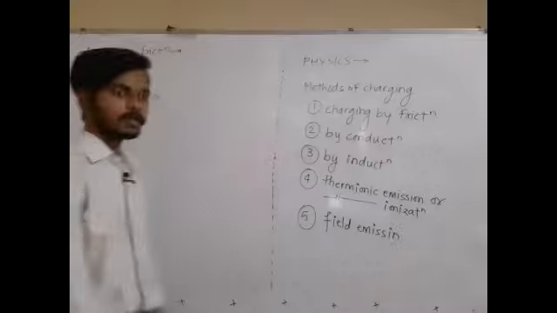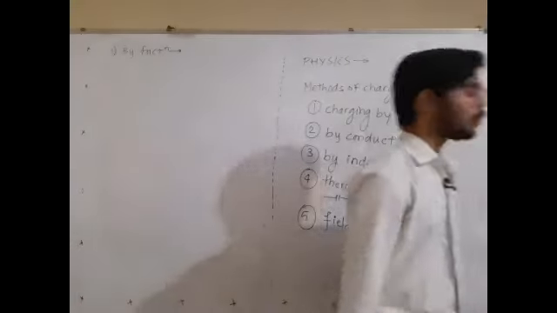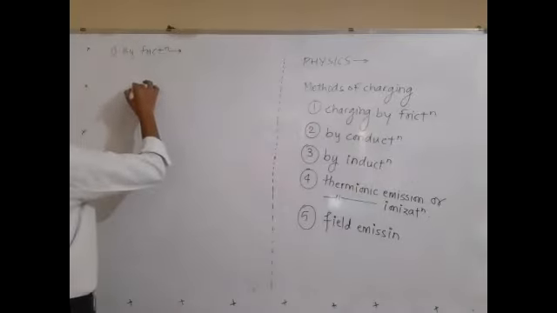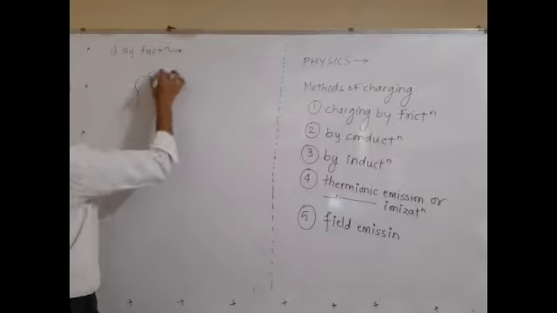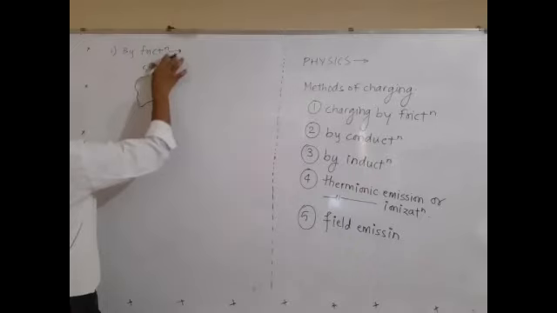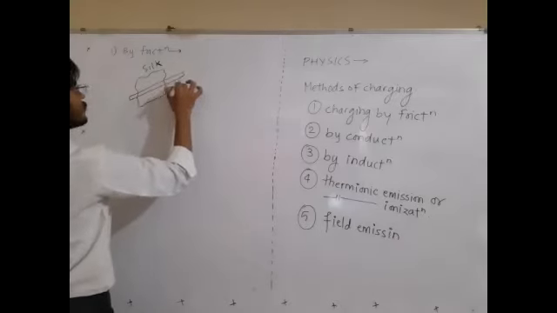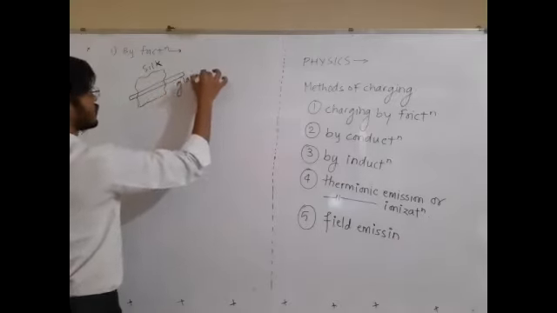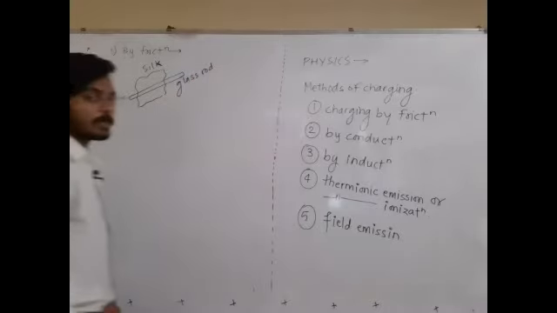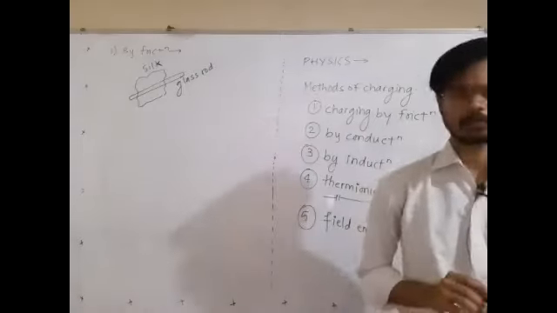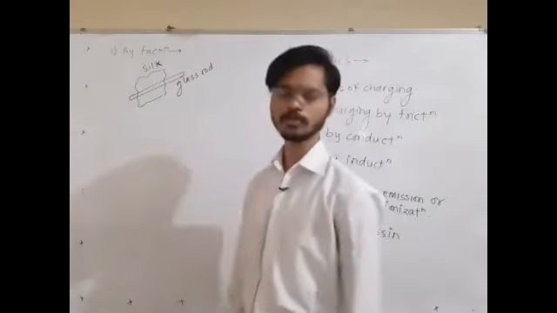Okay, now let us try to understand how to charge a body by friction. You must have tried this in childhood. Take a silk cloth and rub a glass rod on it. What happens? The glass rod becomes positively charged and the silk becomes negatively charged.